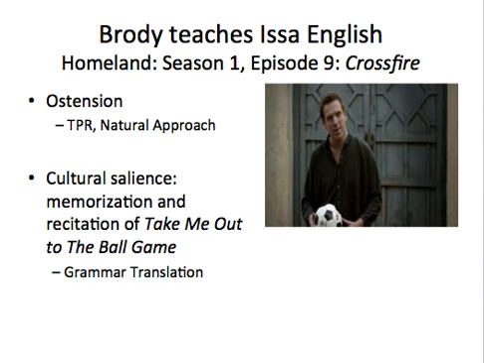He also picks out a piece of American culture. It's salient in the sense that it's an important piece of culture, and that is the ball game song. So he actually gets Issa to memorize and recite "Take Me Out to the Ball Game." And you probably remember this kind of aspect of language learning, a lot of memorization, learning off by heart, some kind of poem, and often in a foreign language. That often is a basis of technique in what we'll call grammar translation method, or grammar translation.